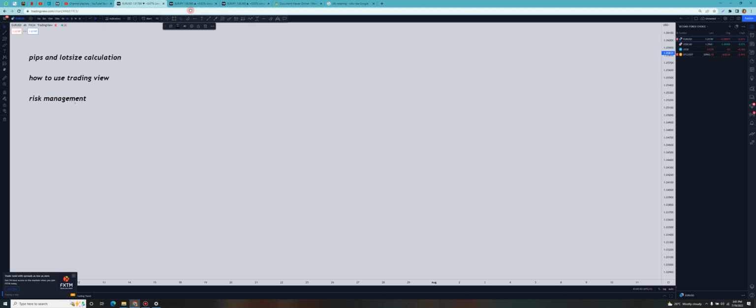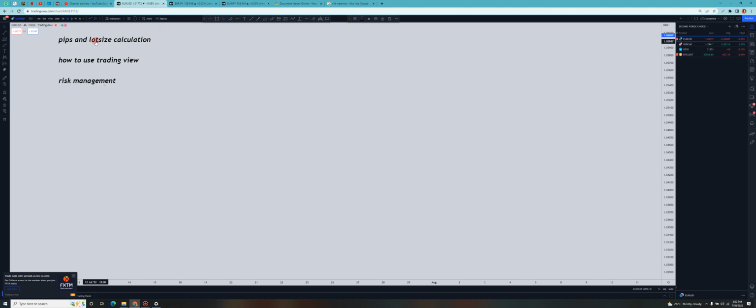Okay. So now, first we'll talk about pips and lot size. In case you want to approach forex, not crypto. Pips and lot size is not crypto. Okay. So now let's start by discussing pips and lot size.